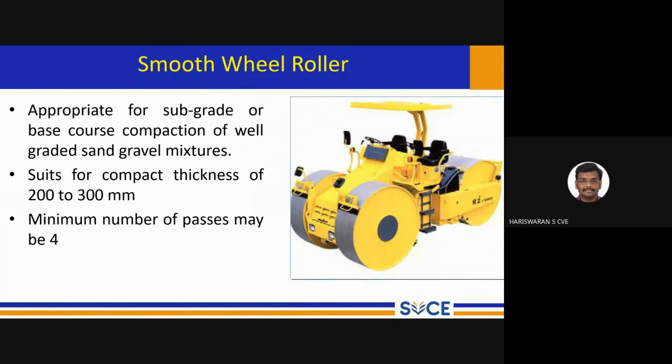This is suitable for a thickness of 200 to 300 millimeters to compact. It is appropriate for subgrade or base course compaction of well graded sand gravel mixture. So what is well graded? There are different types of grading of soil available. The first foremost is called well graded soil. It consists of all sizes of aggregates.